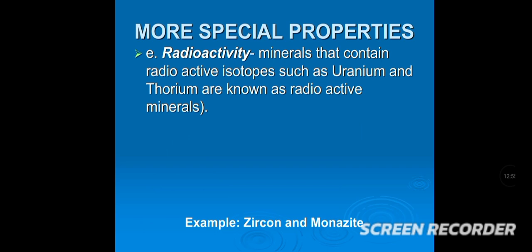Now another important property is radioactivity. What is radioactivity? Radioactivity is a property which some minerals show. Minerals that contain radioactive isotopes such as uranium and thorium are known as radioactive minerals. For example, zircon and monazite are both radioactive minerals because they contain uranium, thorium and potassium.